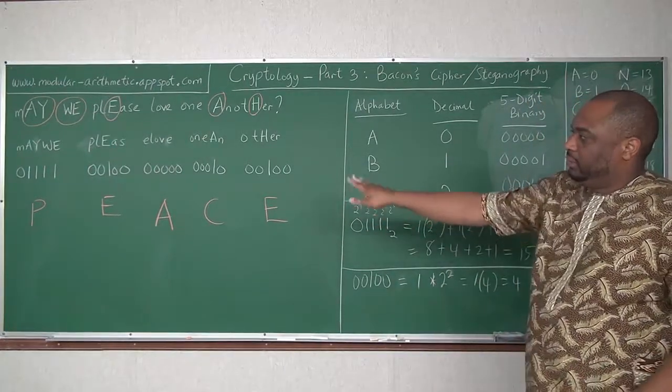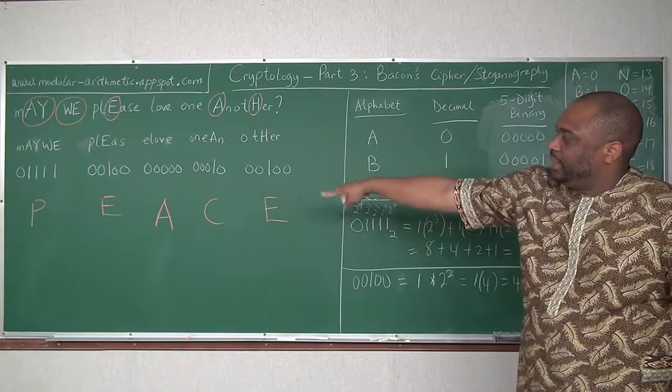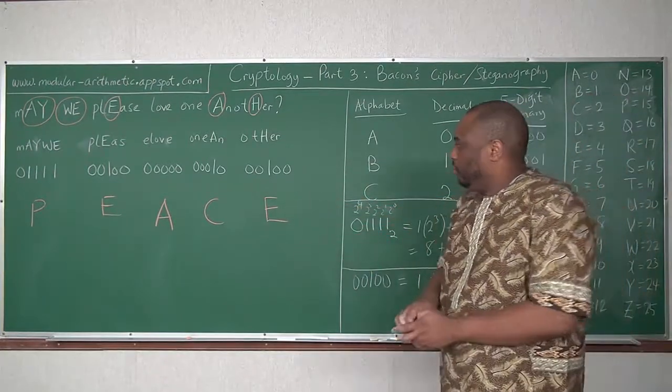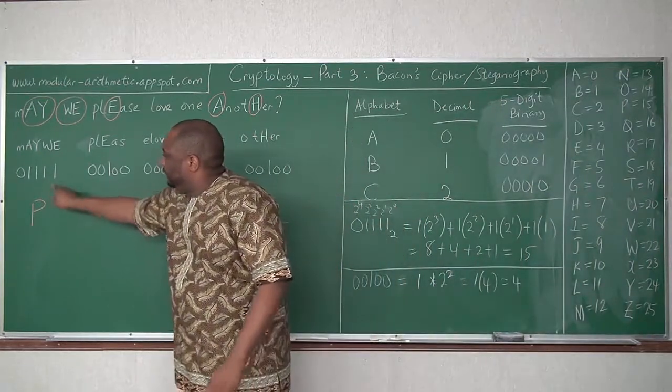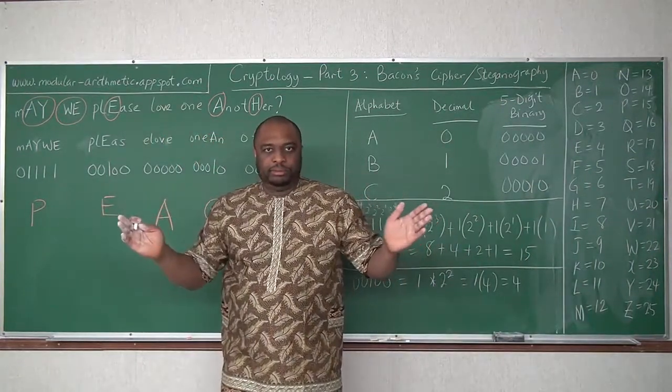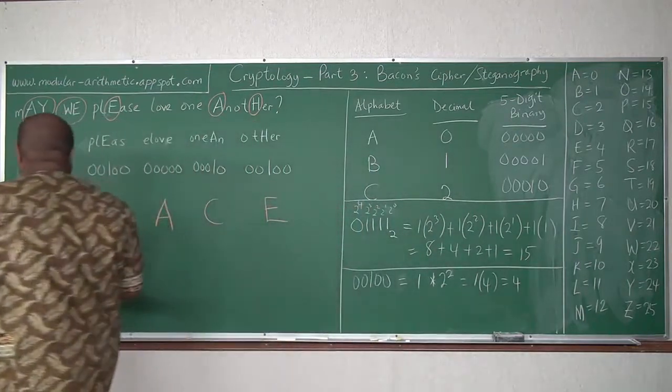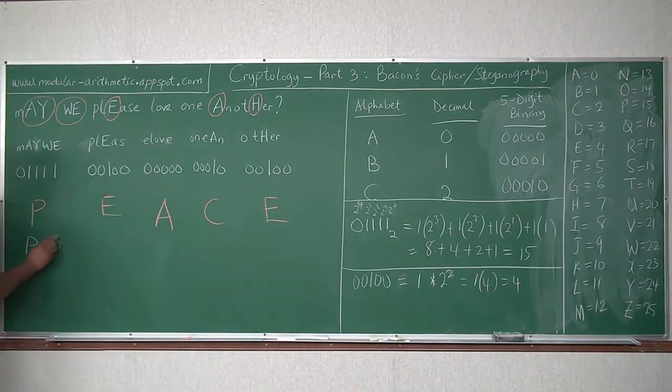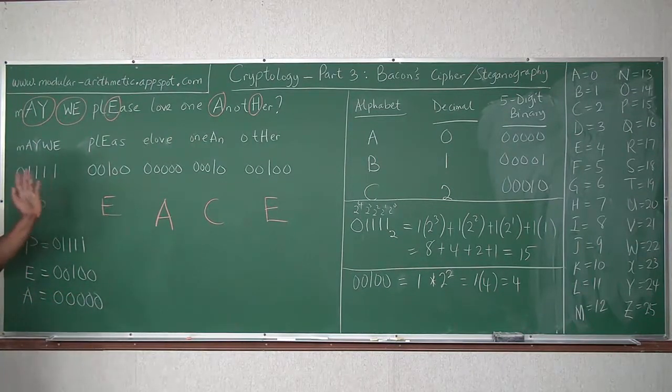So we know P is this, E is that. You know the word peace. Then of course you write that your P is 01111, your E is 00100, A is 00000. It has to be 5 digits, because it's a 5 digit binary.